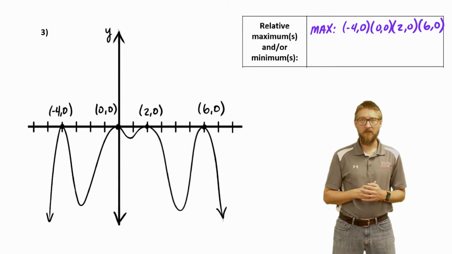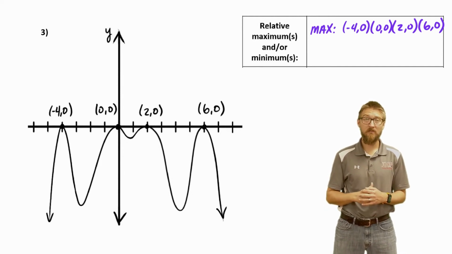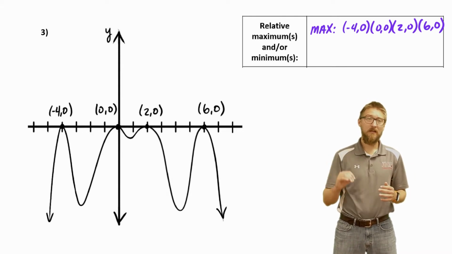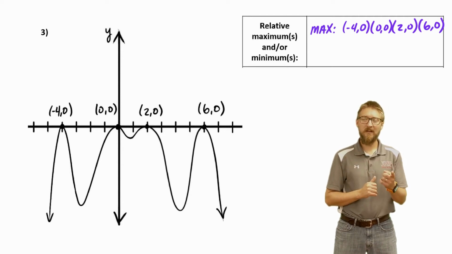And then (6, 0). Now you'll notice the tops of the mountains are actually the same as the x-intercepts. And that's because this graph never seems to go past the x-axis. It's trapped below, which is actually a different quality we'll talk about later.